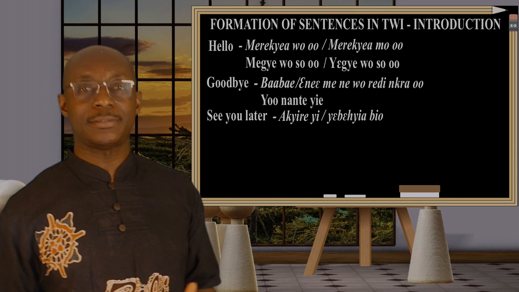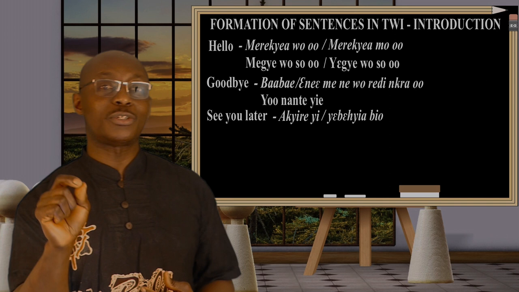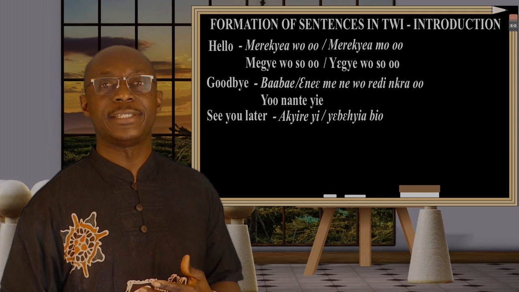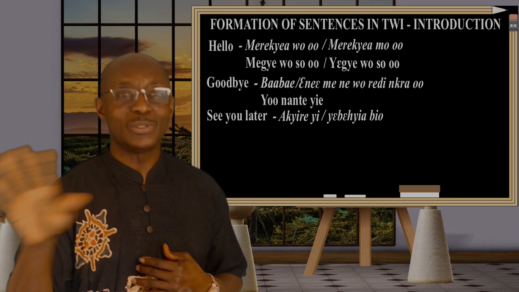Yɛ is from what? Yen, that is we or us. Be means what? Will. Hyia means meet. Bio, again. Yɛbɛhyia bio. Meaning we'll meet again. But you can use that to mean see you later, or we'll meet again.